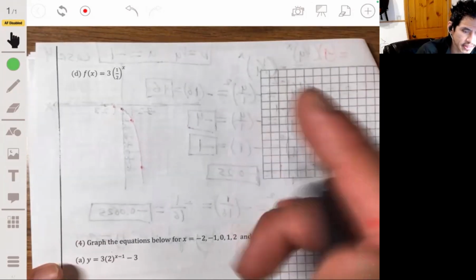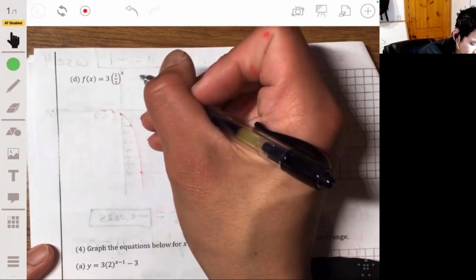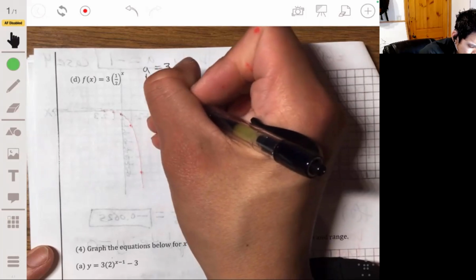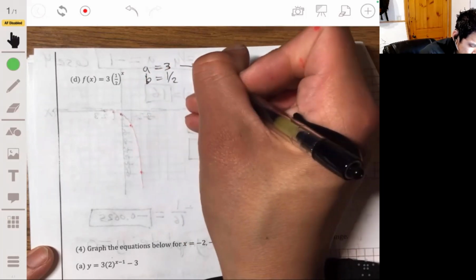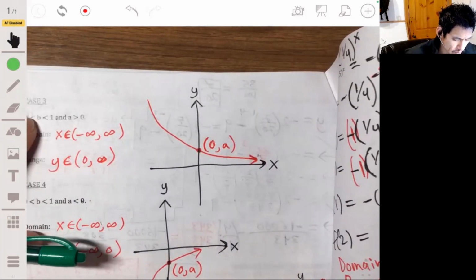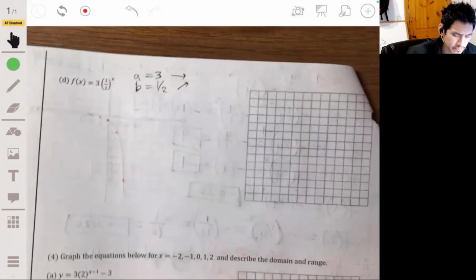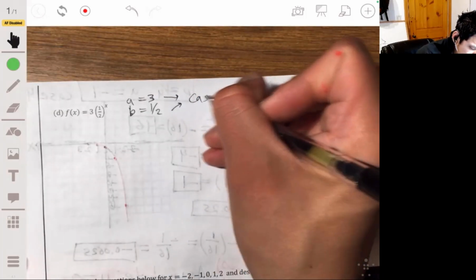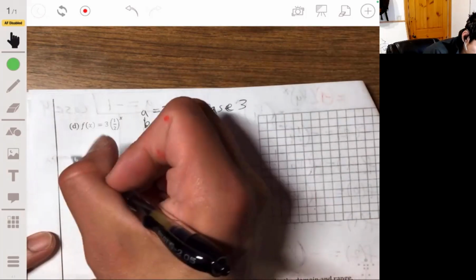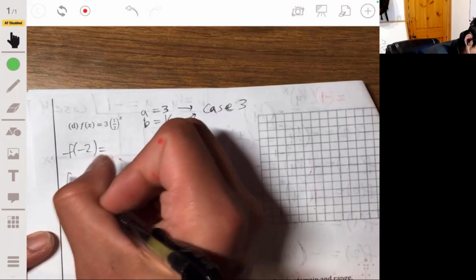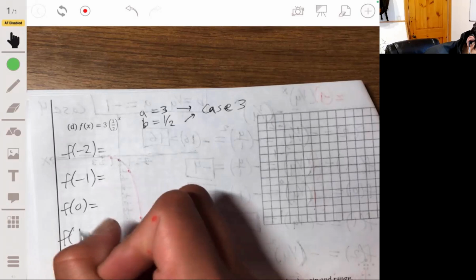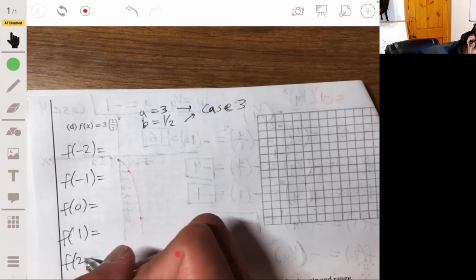All right, so in this fourth case, we have f of x equals 3 times 1/2 to the x power. So a is 3, b is 1/2. And so then we have an example of case 3, right? Yeah, so it's going to look something like this, just for reference. Okay, so let's get to it. Let's do the math. So f of -2, f of -1, f of 0, f of 1, f of 2.